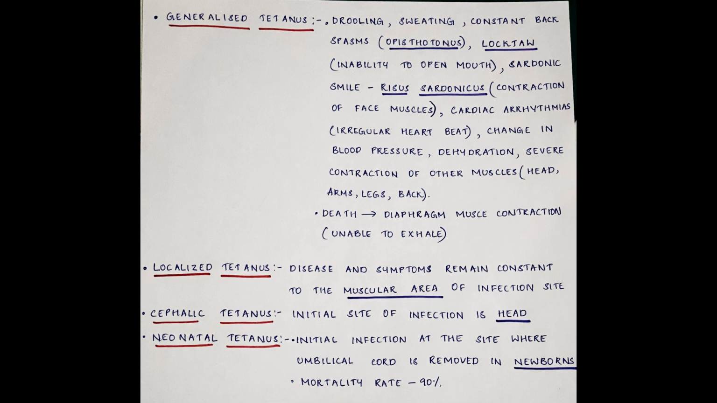This is called risus sardonicus. In severe cases, symptoms of tetanus involve the autonomic nervous system, which will include symptoms like cardiac arrhythmias, which is irregular heartbeat, change in blood pressure, and dehydration. The spasms will continue to spread to other muscles, and severe contraction of other muscles will occur, which will include the head, arms, legs, and back. Death is usually caused when diaphragm muscle contraction is involved, due to which the patient will be unable to exhale.